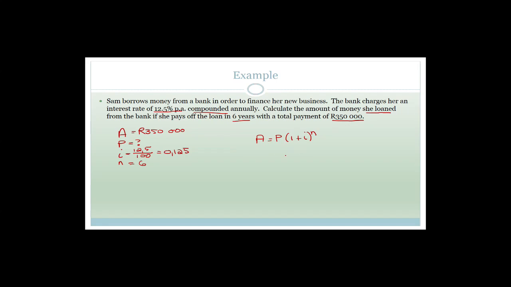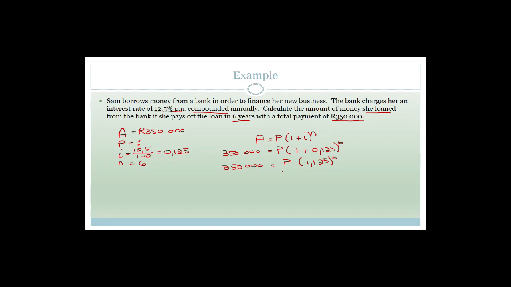Okay, and so I'm going to do that because most of them find it easier to see what they need when they've just got one letter left. Okay, so let's do that. So the A is 350,123, equals P, 1 plus 0.125, all to the power of 6. Okay, so do you agree that 350,123 is equal to P? And I'm going to make it easier for us to read this, 1.125 to the power of 6.